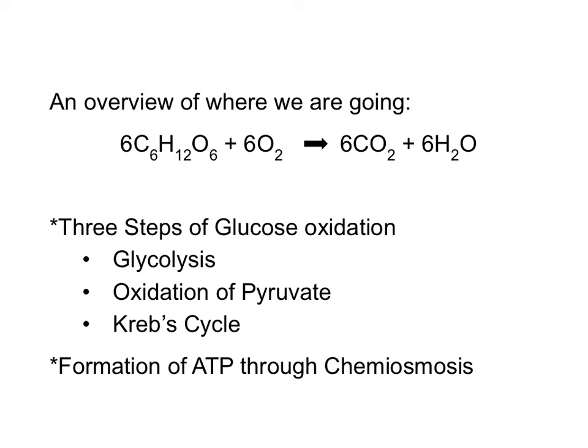Then, after we talk about the breakdown and oxidation of glucose, we're going to talk about the main energy production phase, which is forming that ATP through a process called chemiosmosis. In this video, we are focusing just on glycolysis.